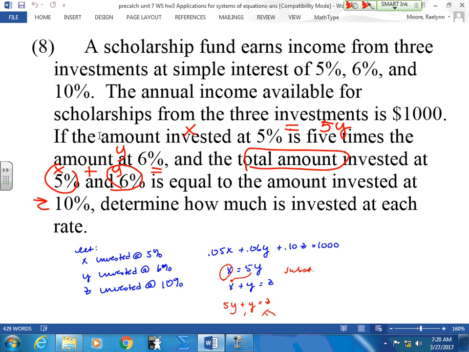So now we have our three variables shown here. Let me just move this down.